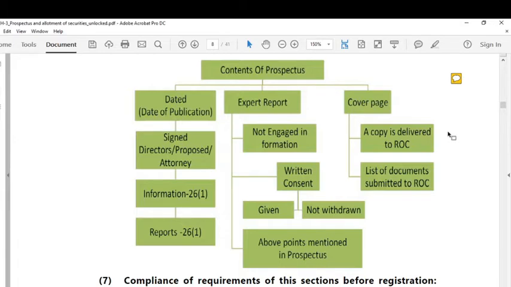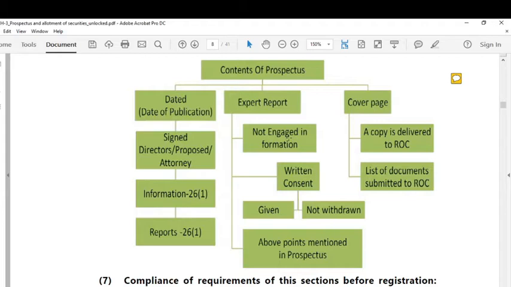So, the third topic under the chapter is what are the contents of a prospectus. Earlier, in the second topic, we studied what a prospectus includes, which is different from the contents of a prospectus. Students should not get confused.